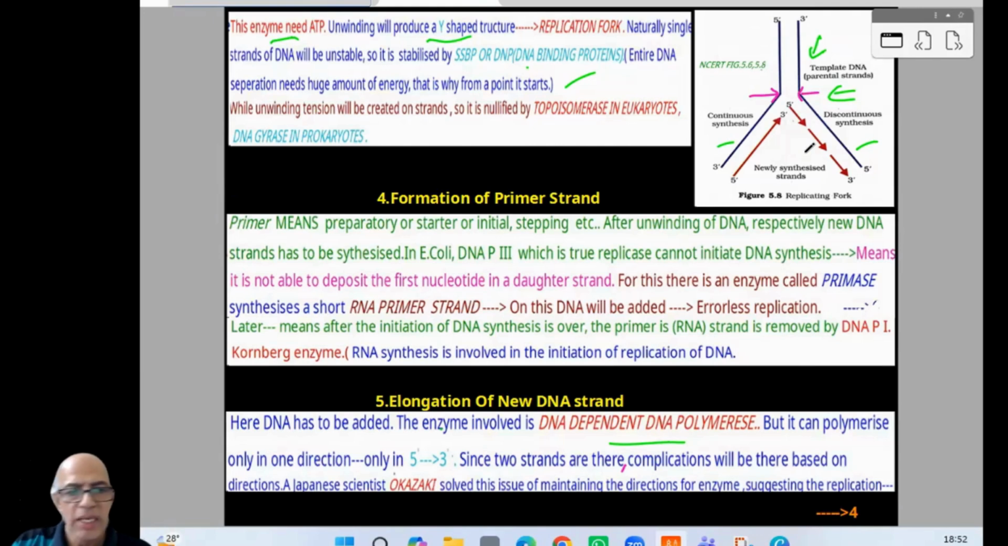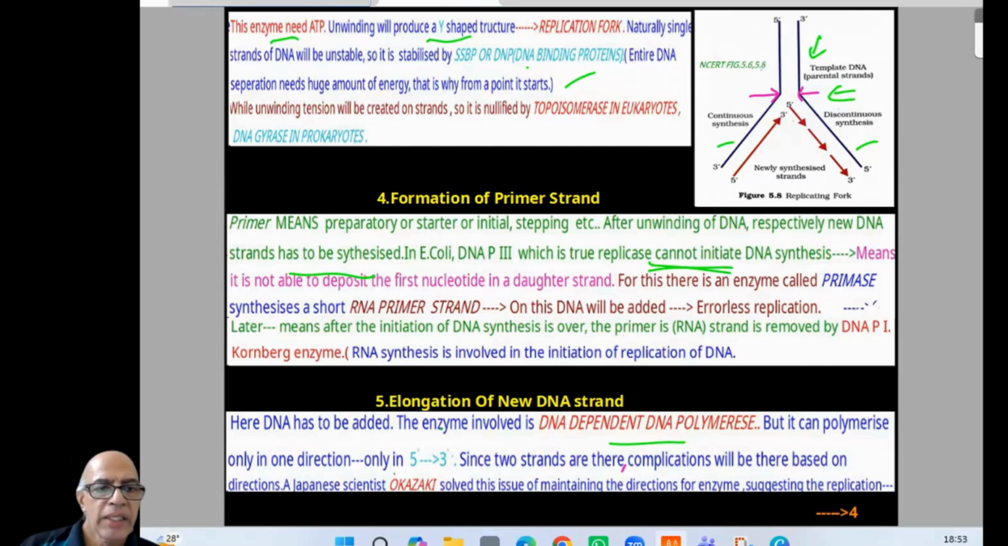Now, formation of the primer strand. Primer means preparatory or starter or initial or stepping, on which other things can be added. After unwinding of DNA, new DNA strands have to be synthesized. In E. coli, DNA polymerase 3, which is the true replicase, cannot initiate DNA synthesis. This is a headache. It means it is not able to deposit the first nucleotide in a daughter strand. For this, there is an enzyme called primase, which synthesizes a short RNA primer strand. On this, DNA will be added. That is how errorless replication proceeds.